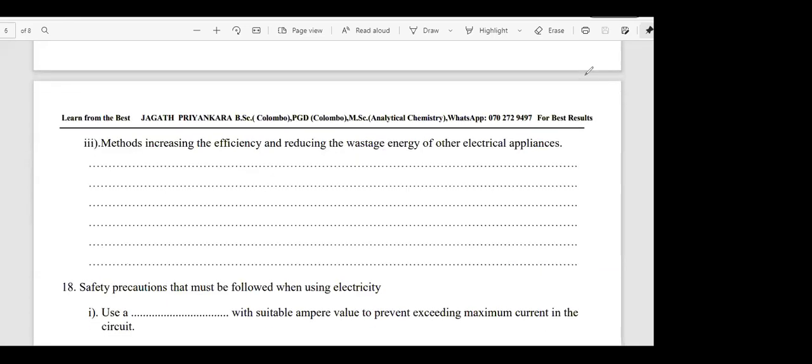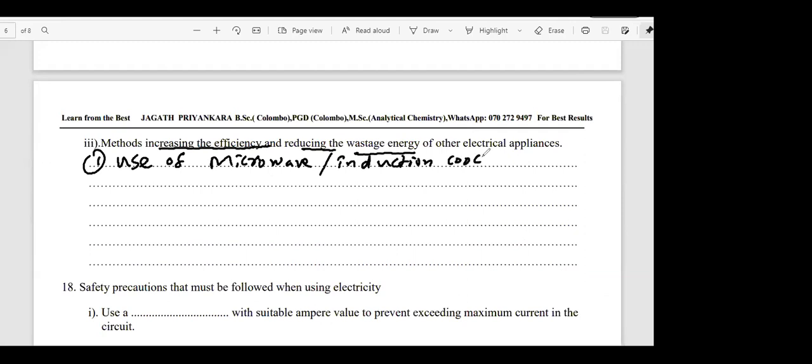Then next part, methods of increasing the efficiency and reducing the wastage of energy of electrical appliances. Number one, use of microwave or induction cooker for cooking food or heating food. Even for cooking you can use them.